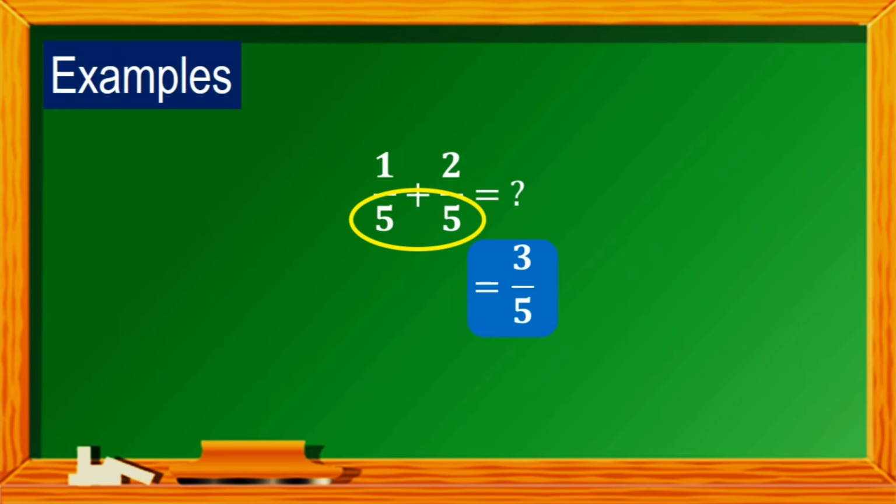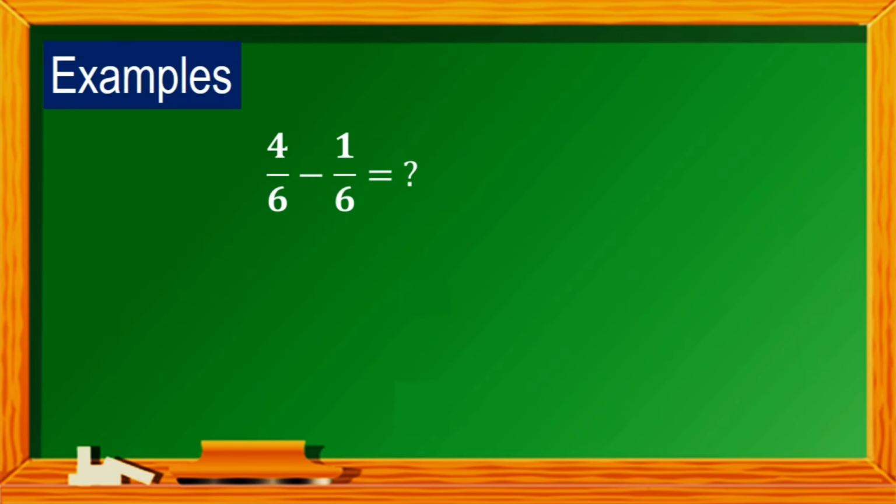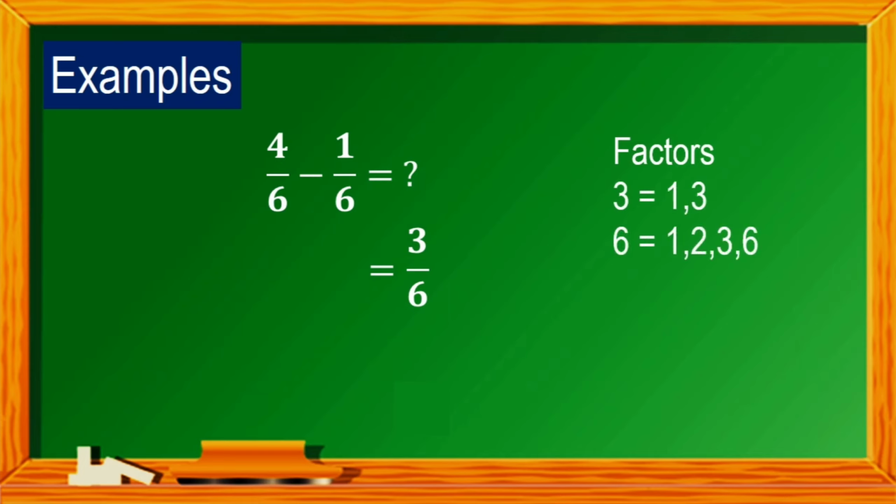Another example, 4/6 minus 1/6. 4 minus 1 is 3. Copy the common denominator, 6. 3/6 can be reduced. Let us look for the greatest common factor of both 3 and 6. The factors of 3 are 1 and 3. The factors of 6 are 1, 2, 3, and 6. So, their greatest common factor is 3.